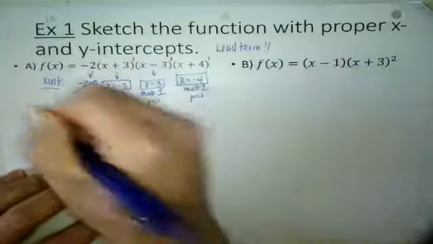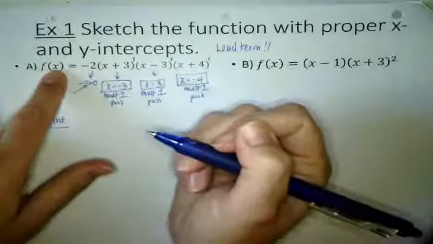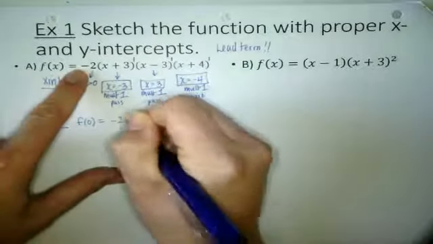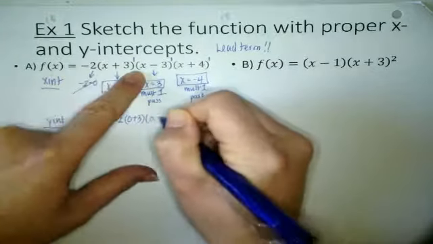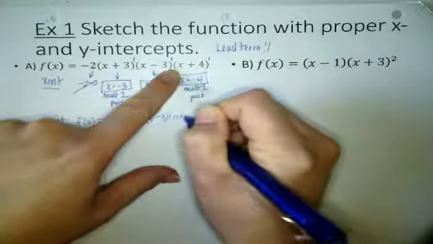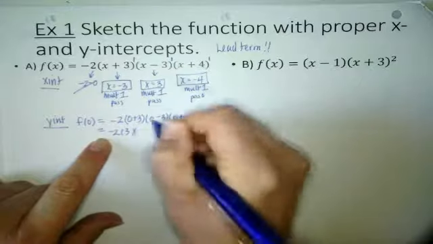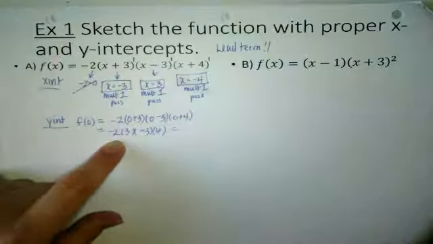All right, let's find the y-intercept. Y-intercepts occur when we plug in a 0 for x. So I'm going to find f of 0. Turns out it's usually pretty easy. -2, we've got 0 plus 3, we've got 0 minus 3, and we've got 0 plus 4. Well, that's going to be -2 times 3, that's -3 times 4, and I'm just going to use my calculator.